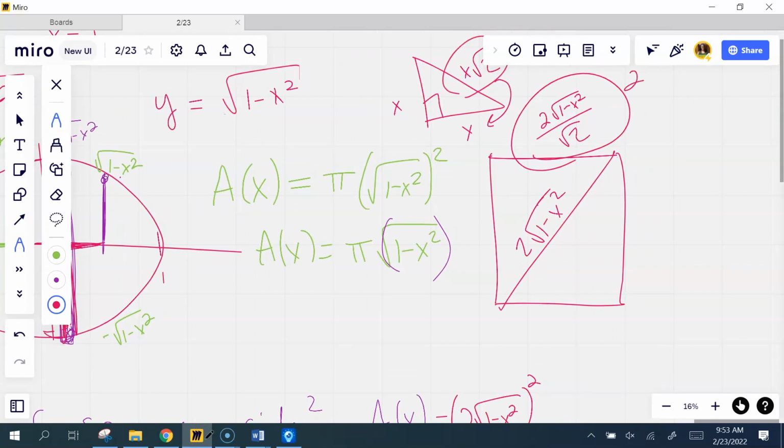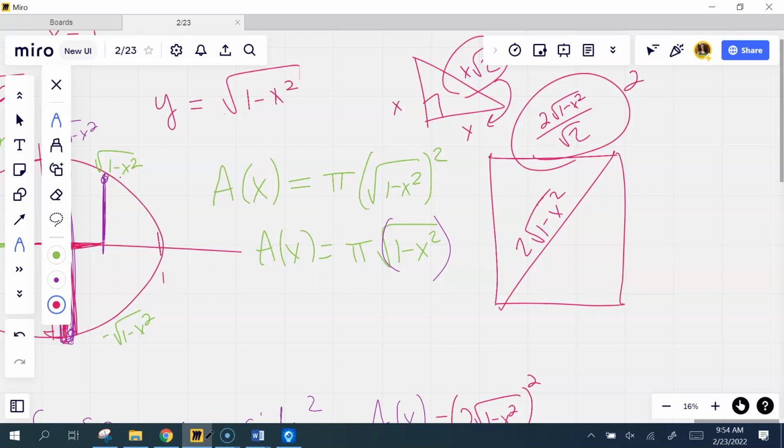How do you find the area of a square? Side squared. What did you plug in? Why is 2 square root of 1 minus x squared in the middle? That's the diagonal of the square. So the diagonal is the same as the hypotenuse? Yes.